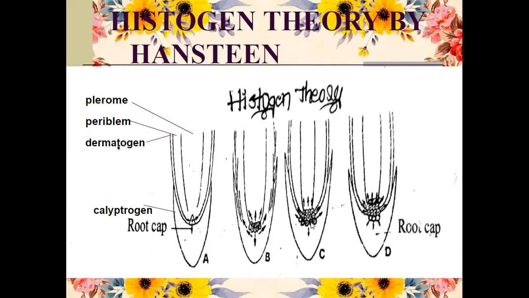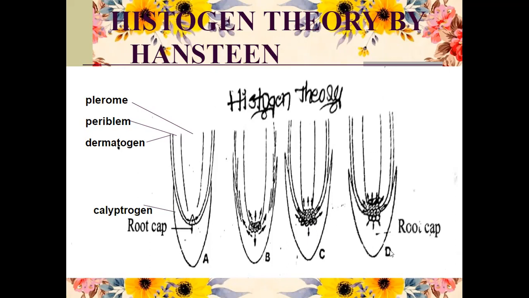Above this tier of histogen tissues, a second tier of histogen tissues is present. The second tier participates in periclinal divisions. They develop into peribulum of the cortex. Peribulum develops into the cortex of the root, and the upper histogen tissues develop into plerome. The plerome develops into the stele of the root. These 3 tiers of histogen tissues are identified in the terminal part of the dicot root.